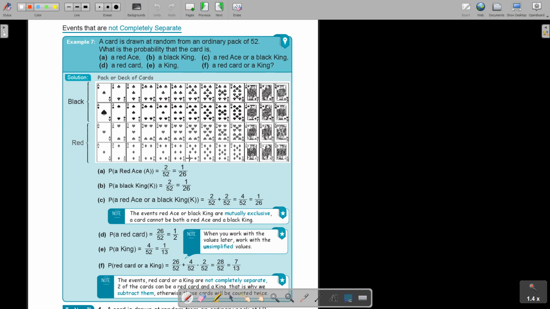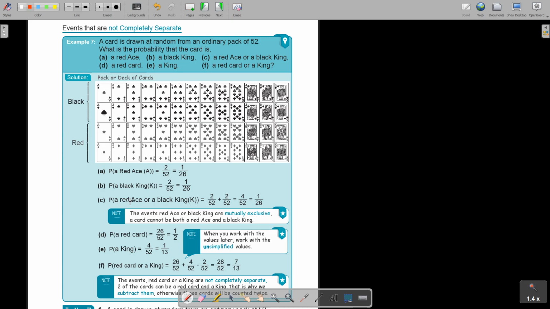It's just sad that it's not in color, but this is the red card. And then how many A's do you get? Just 2? That's just the A. There. Yes, there are the A's. The picture is a little unclear, but there's 2 out of 52. Now, if they say a black king, it's also 2 out of 52.